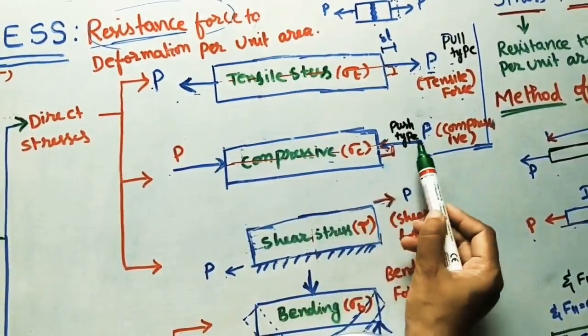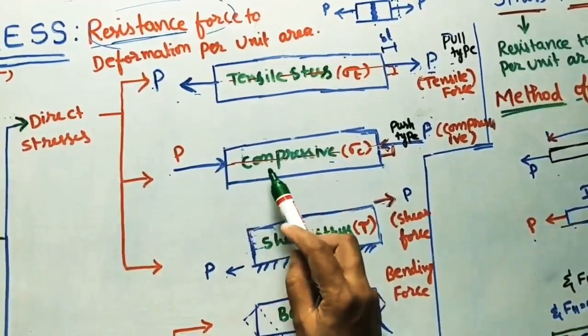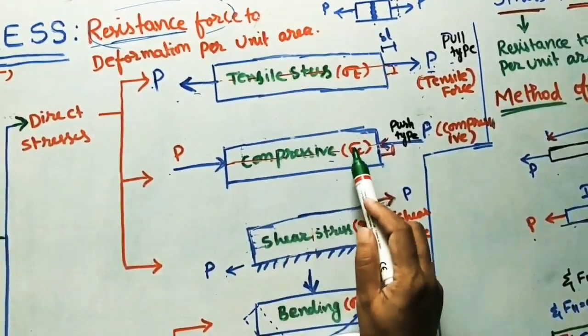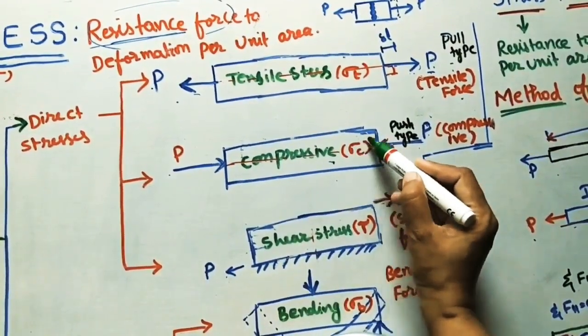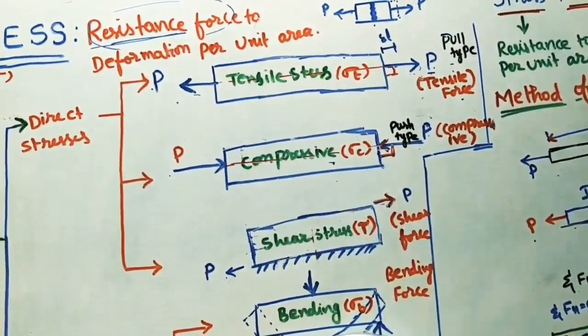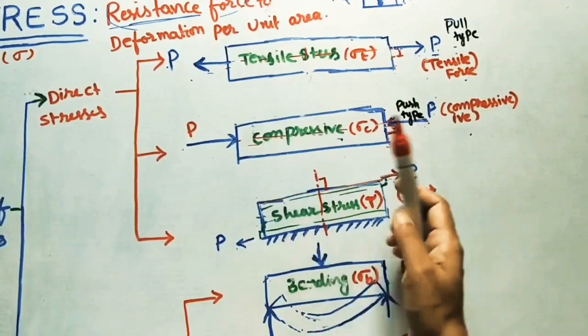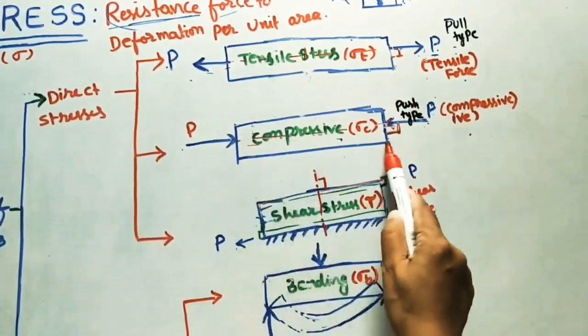In this body, because of this push force, stress will develop inside it. It is called compressive stress. The symbol we take for stress is sigma C. This object will compress along its length.